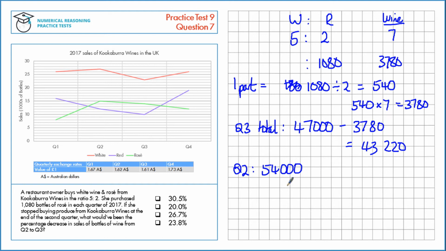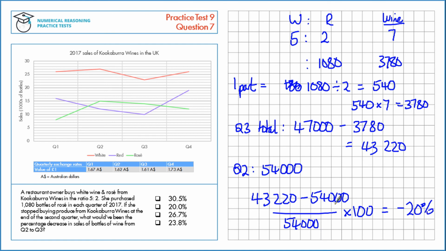This is the new value here. So 43,220, subtract the old value, divided by the old value, and multiply by 100, which is negative 20%, a 20% decrease.